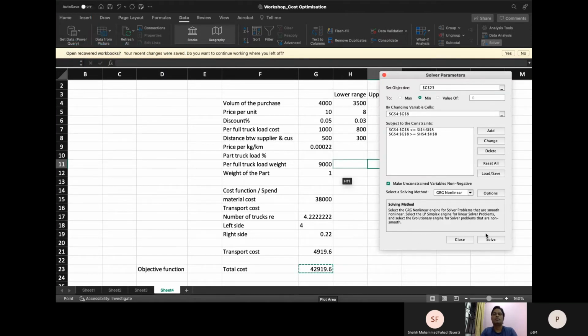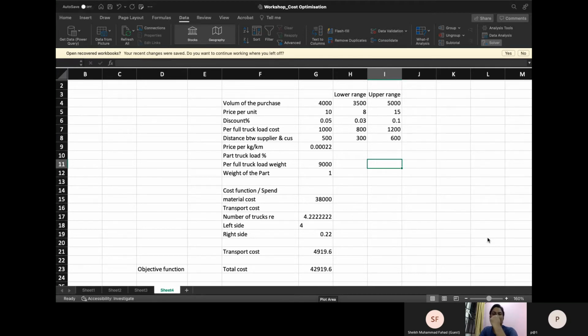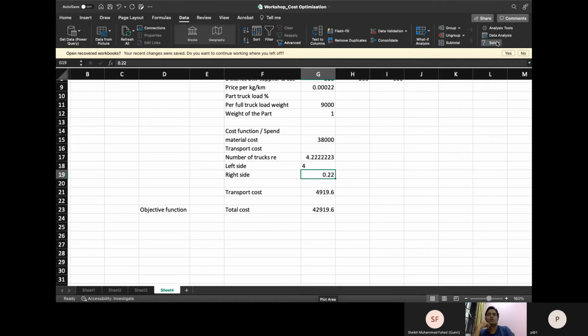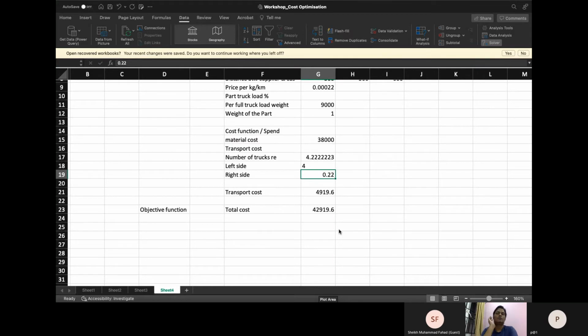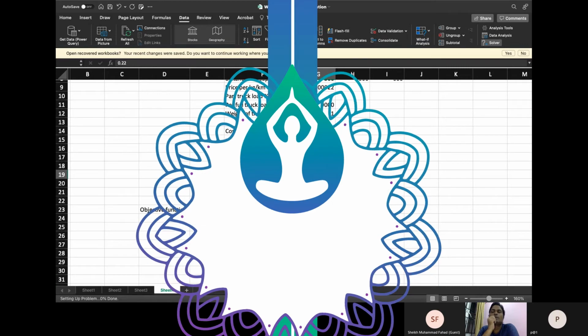So let's now solve the problem. There is a method to select the solving method. There are three methods here: GRG Nonlinear, Simplex, and Evolutionary. We will select GRG Nonlinear first and click Solve. Let's see what kind of solution we are going to achieve from Solver. Remember, the current total cost is 42,919.6. Now let me choose the Evolutionary method and solve. Let's see how much we get.